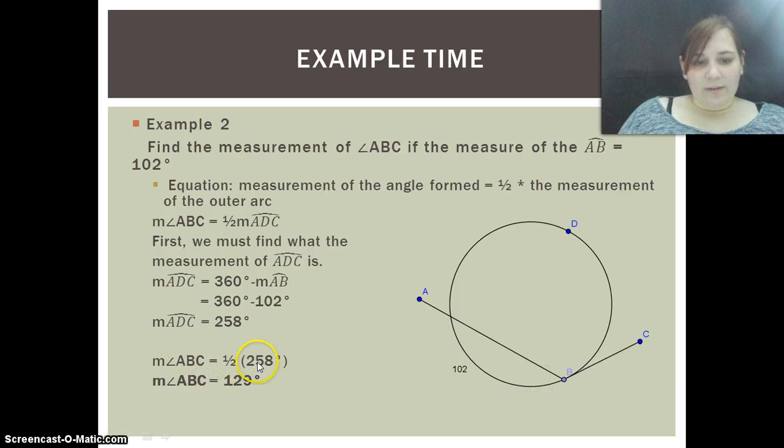And now we just plug it into our equation. The measurement of ABC is 1/2 ADCB, which is 1/2 258, which is 129 degrees.